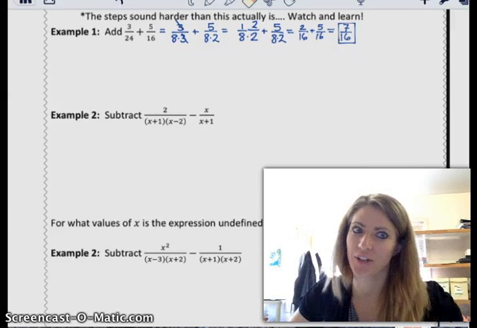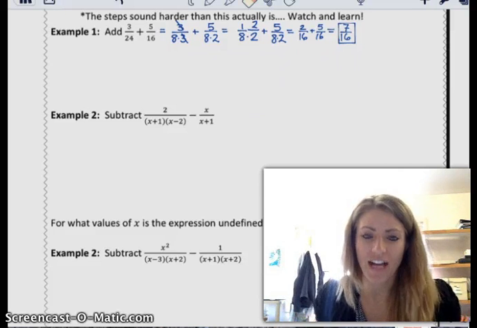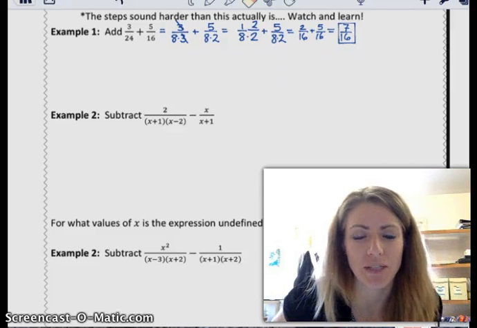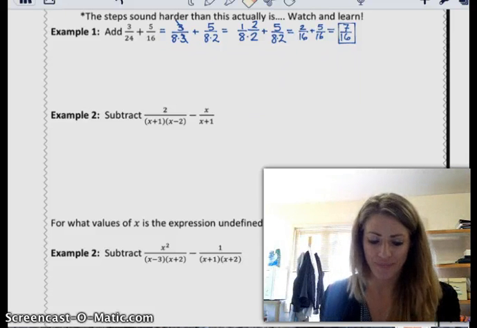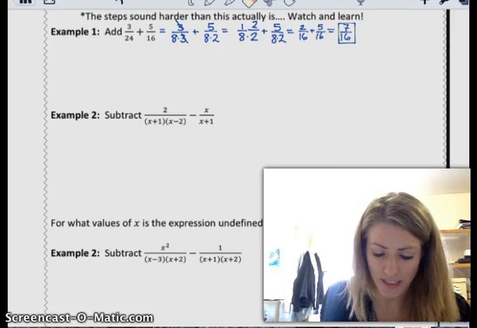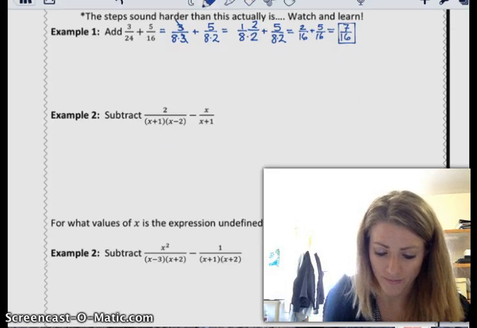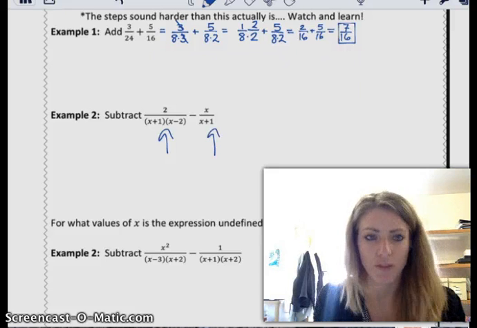All right, now how to do it with rational expressions. So let's look at example 2. I've got 2 over x plus 1 times x minus 2 minus x over x plus 1. And so, got to figure out what your common denominator is. Now, the first one is x plus 1 times x minus 2, and the other one is x plus 1.